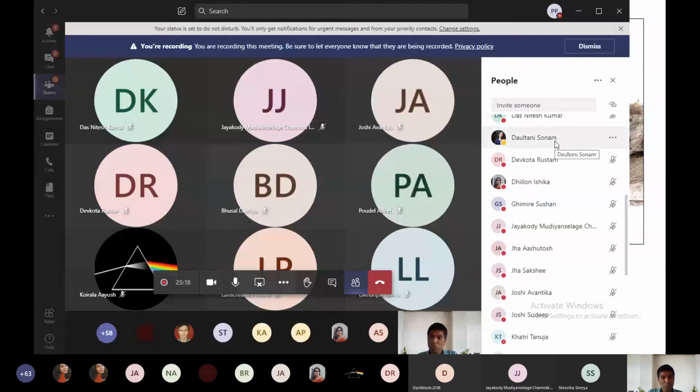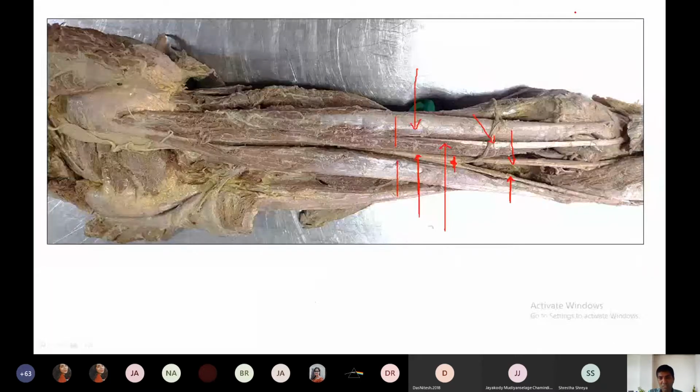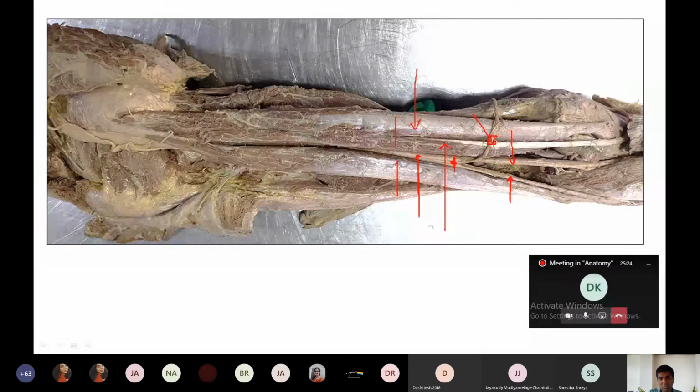Sonam, could you please identify this nerve? If you identify this nerve, you will score distinction marks in the sport examination. I assure you. So what is this nerve? See here, it's coming from the tibial nerve. See, this one is the tibial nerve. It's originating from the tibial nerve.